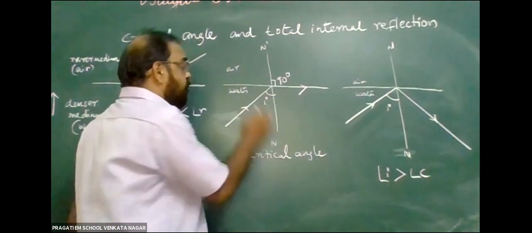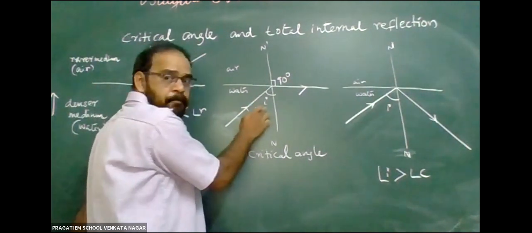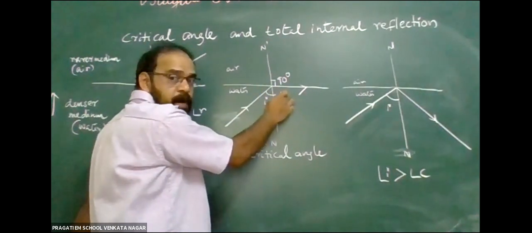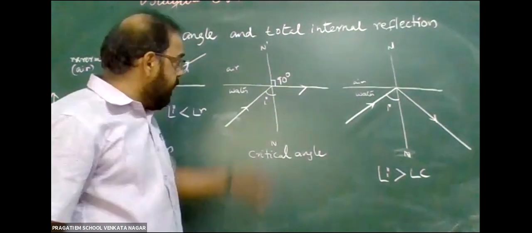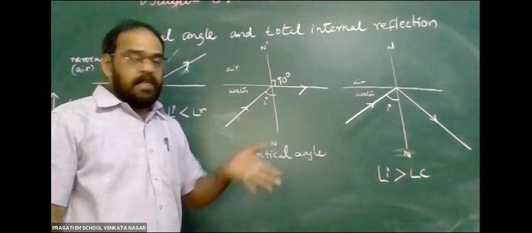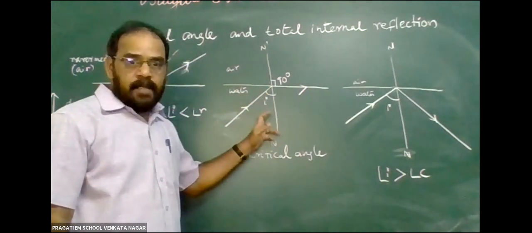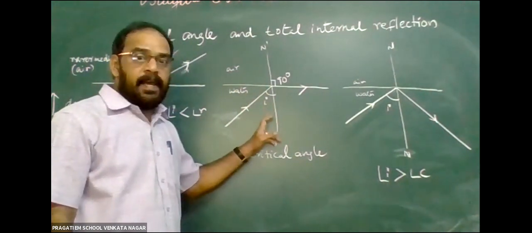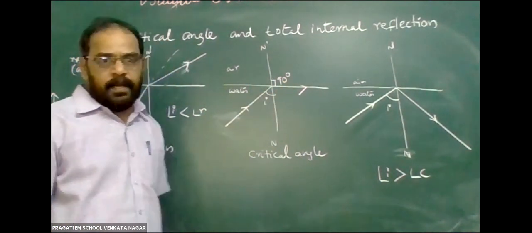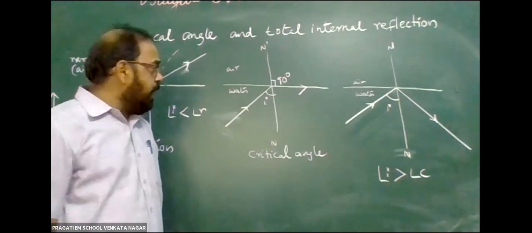Critical angle is defined as, see the picture. This is the critical angle. What is this? This is the angle of incidence. Then what will be the value of the angle of refraction? 90 degrees. So how to define? Critical angle is the angle of incidence, not the angle of refraction. It is the angle of incidence for which the angle of refraction is 90 degrees. If you just look at this picture, you can explain it.